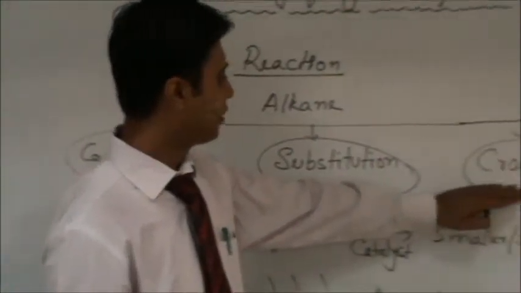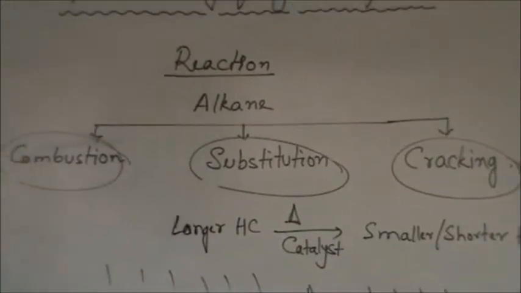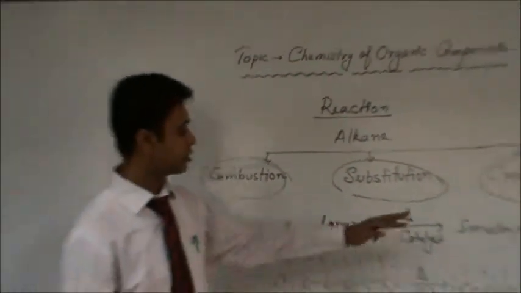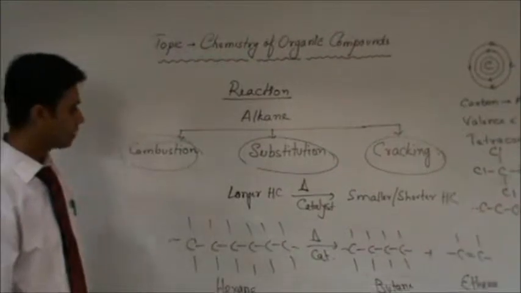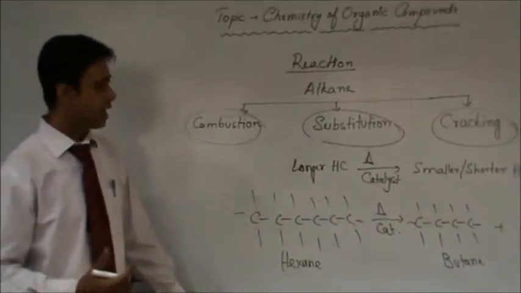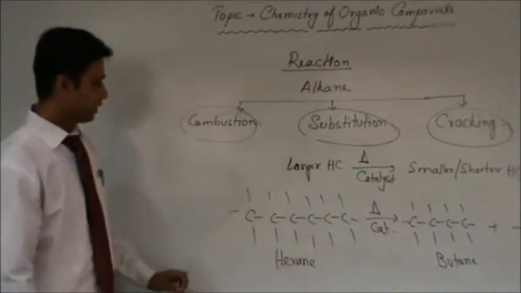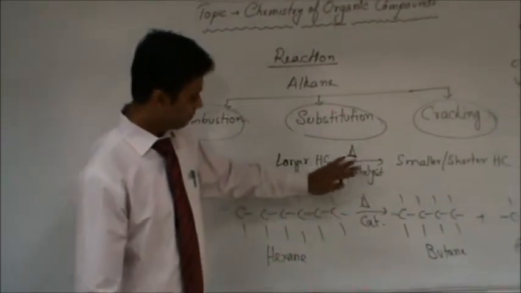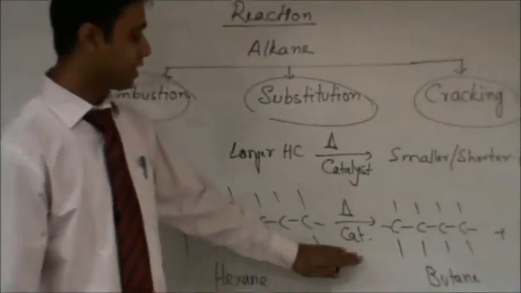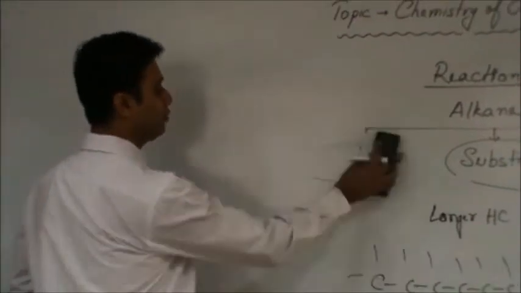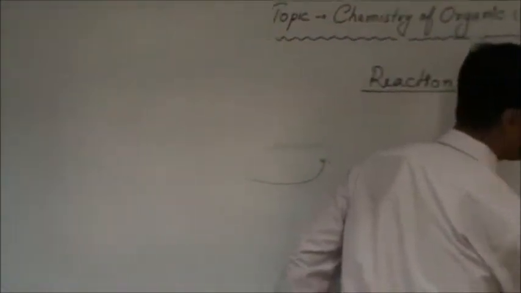The third type of reaction involving alkane is cracking. Cracking is the thermal decomposition of a longer hydrocarbon molecule into a smaller or shorter hydrocarbon. Remember, longer hydrocarbons don't have as many uses as shorter hydrocarbons have. Therefore, breakdown of a longer hydrocarbon by heating it in the presence of a catalyst can give you shorter hydrocarbons. So those were the reactions involving alkanes. Now let us move into the reactions involving alkenes.